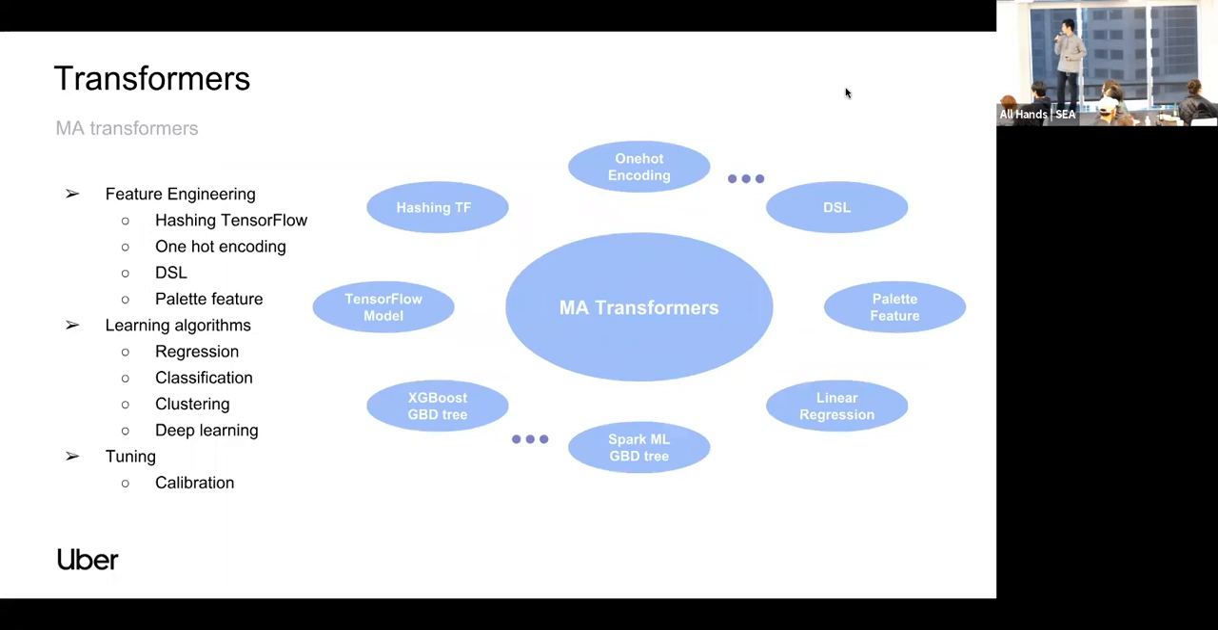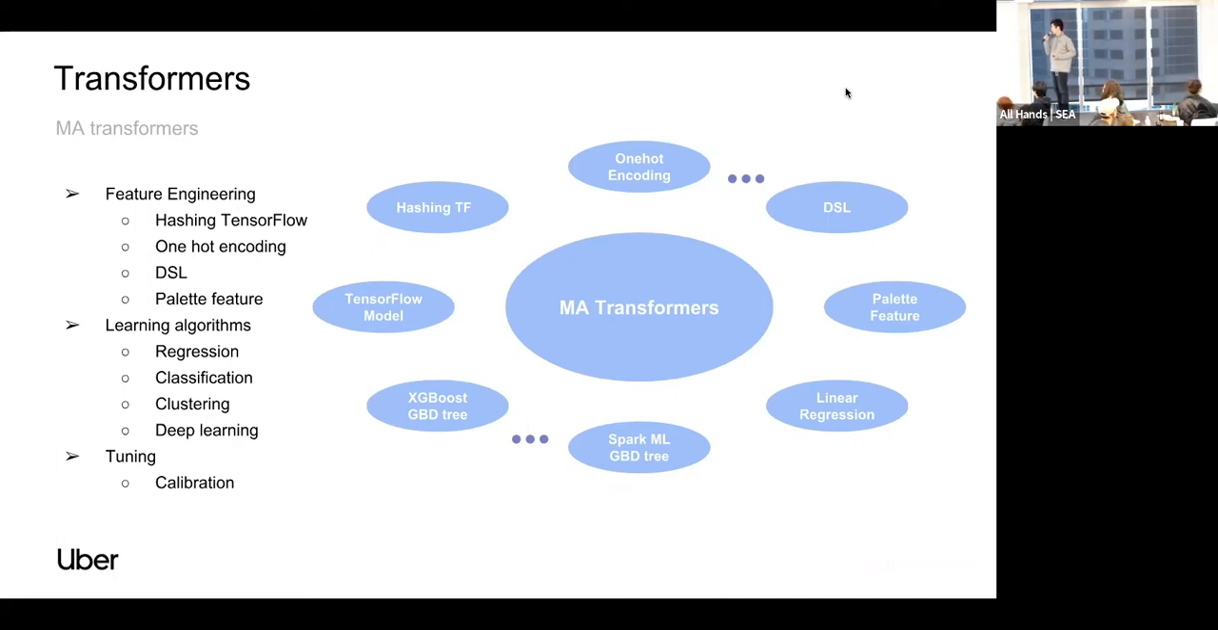Okay, so this graph shows how many customized transformers we have built, and we want to contribute them back to the community. So we have three categories of transformers. The first category is for engineering. The second is learning algorithms. The third category is tuning. So as you can see from the graph, we have, for example, hashing trick transformers, one-hot encodings, DSL, which I will explain in depth. It's called domain-specific language transformations. And also palette feature, which I will explain as well in later slides.